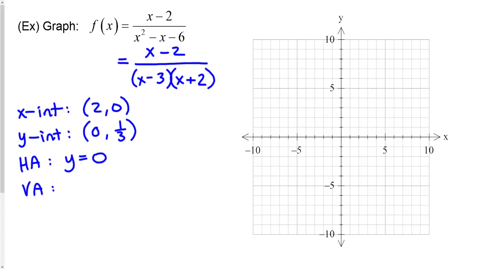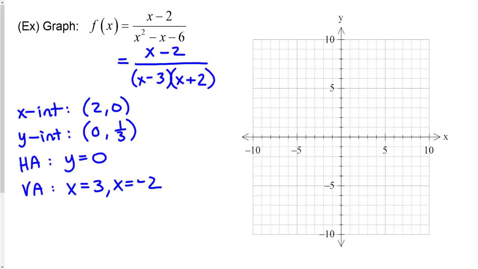Vertical asymptotes occur where you have zeros of the denominator, which in this case are x equals +3, x equals -2. That really wasn't all that much work. Once you understand the concepts, applying them really isn't much work here. So let's put some things on the graph here.